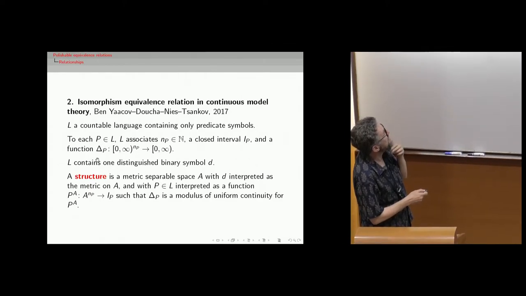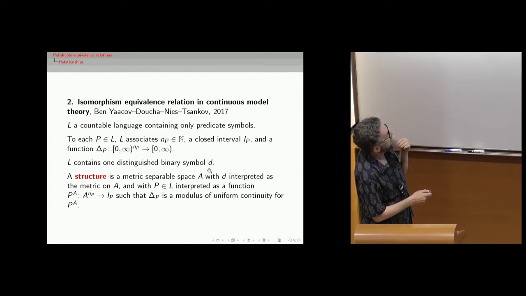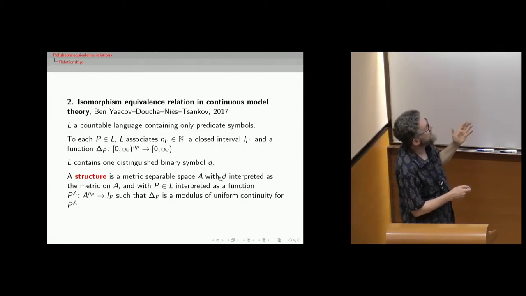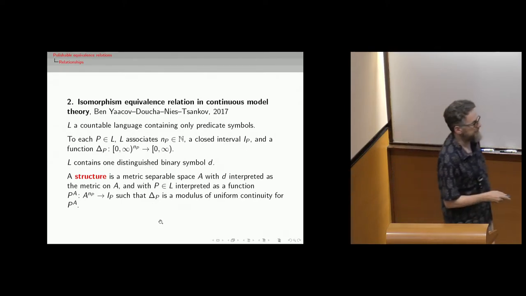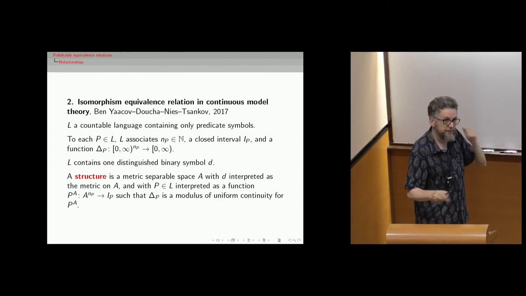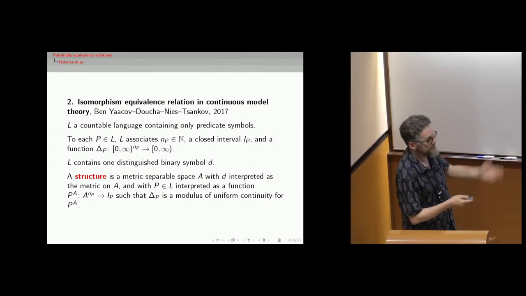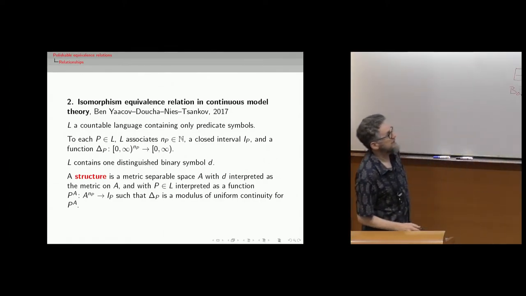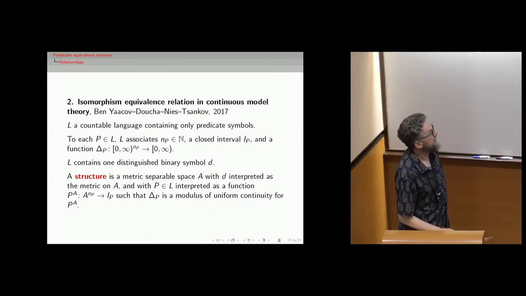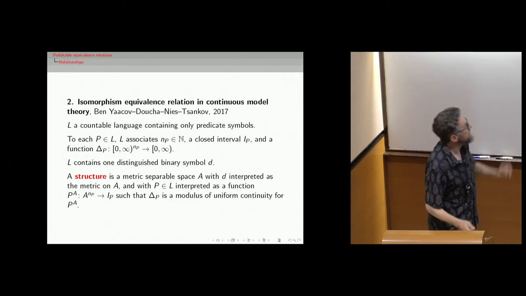So this is information that comes with the language. The language contains a distinguished binary symbol D, which is the metric, and the structure is a separable metric space where the symbol D is interpreted as the metric on the space. Every P is interpreted as a function of appropriate arity to the interval, and delta P is a modulus of uniform continuity of P. So these are structures for them, and many, many things are structures of this sort: Hilbert spaces, measure spaces, various types of Banach lattices, things like that.